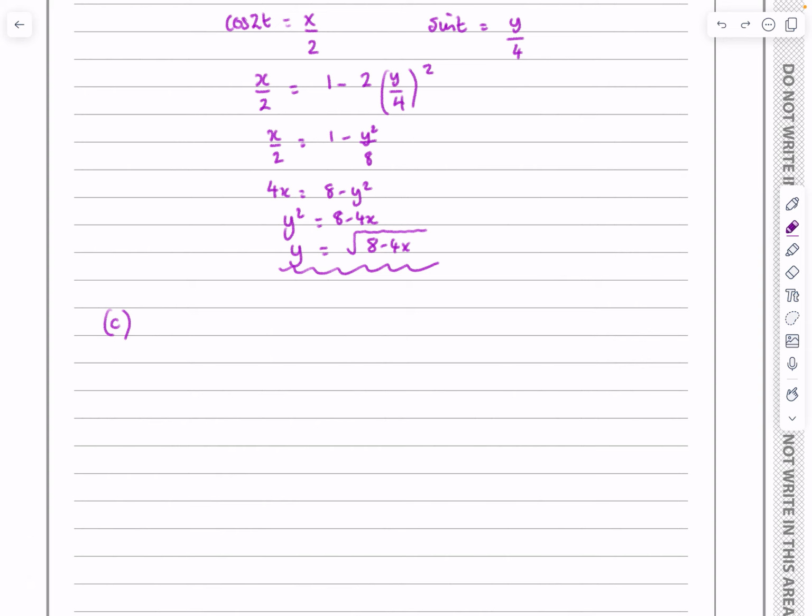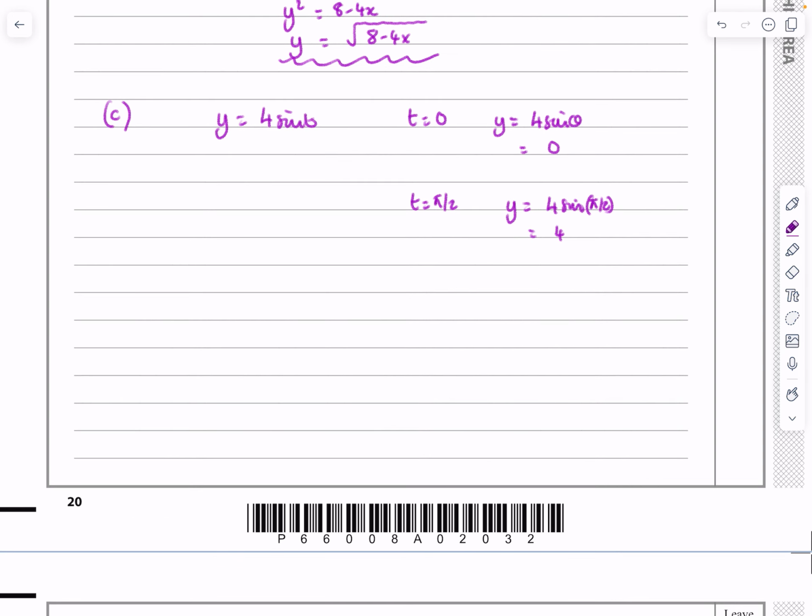I've got that y is equal to 4 sine t. Those are my y values. So if I put t equals 0 in, I get y equals 4 sine 0, or in other words 0. I could have seen that from the graph anyway. If I put t equals pi over 2 in, which was the other extreme, I get y equals 4 sine pi over 2, which works out to be 4. So we can say the range of values is from 0 to 4. Okay, hopefully that all makes sense.